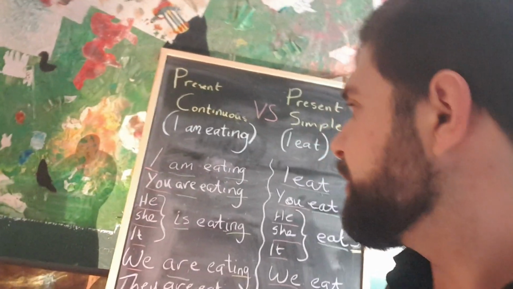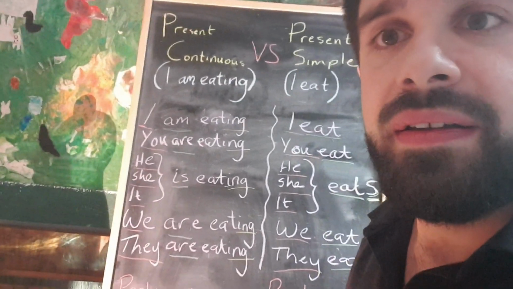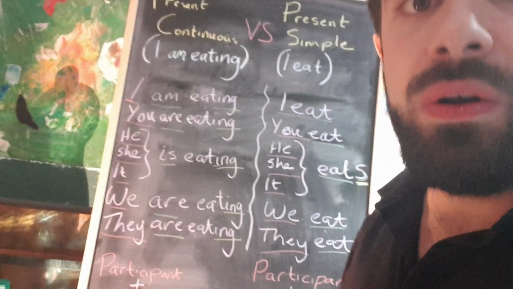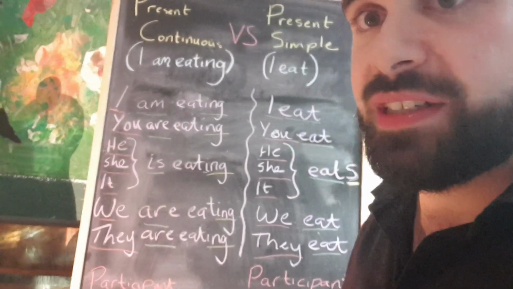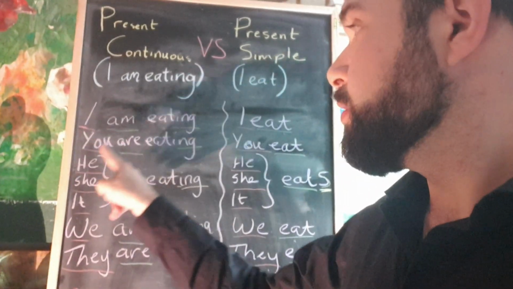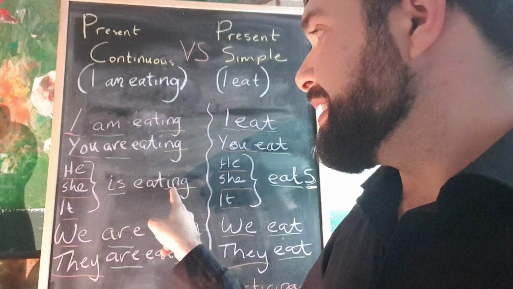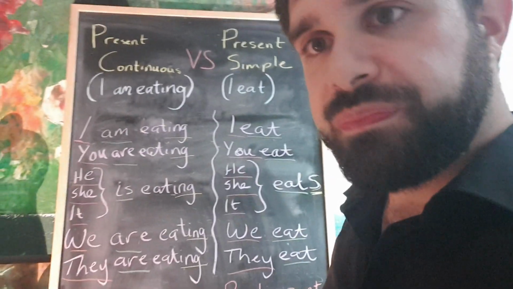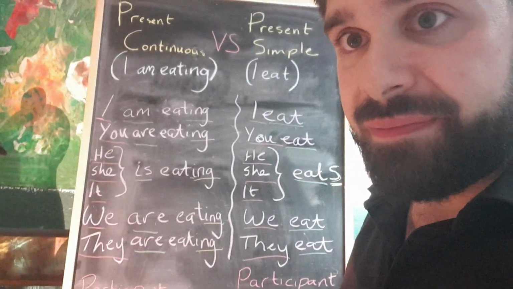How do we make them? Let's take a look. Here I've written up the conjugation of to eat in the present continuous. I am eating, you are eating, he is eating, she is eating, it is eating, we are eating, they are eating.